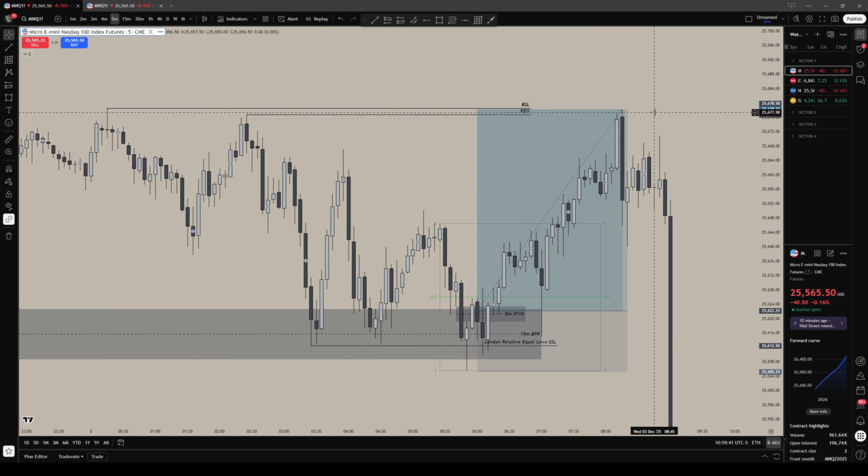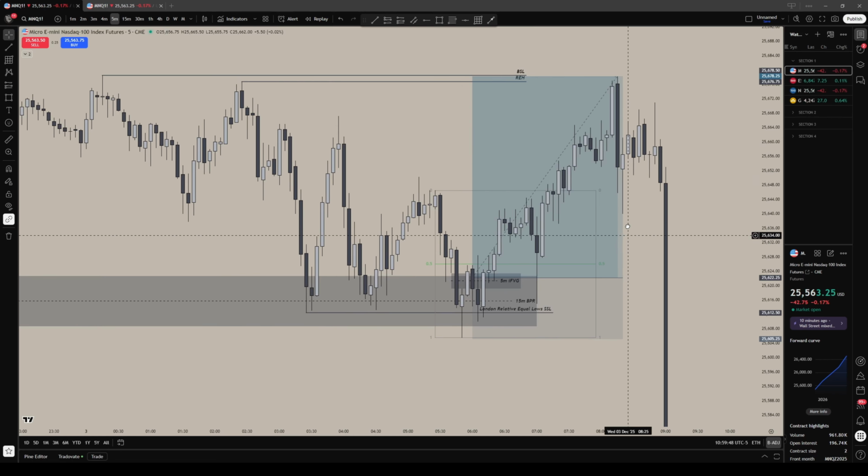And what is a tick? A tick is like 50 cents on a micro or $5 on a mini. You will be fine. Anyways, this is my trade.